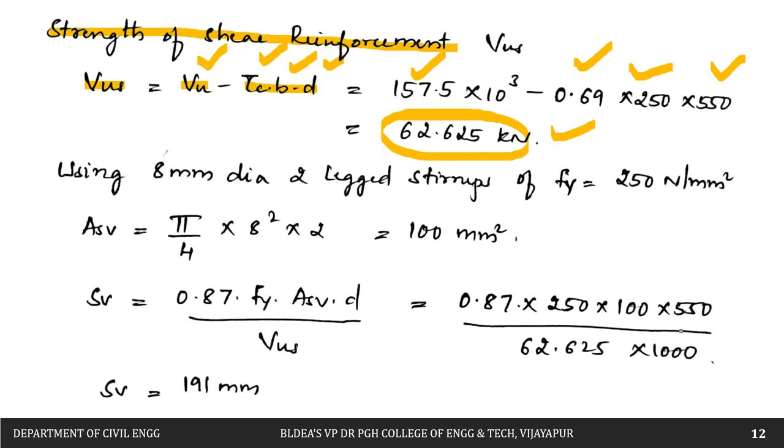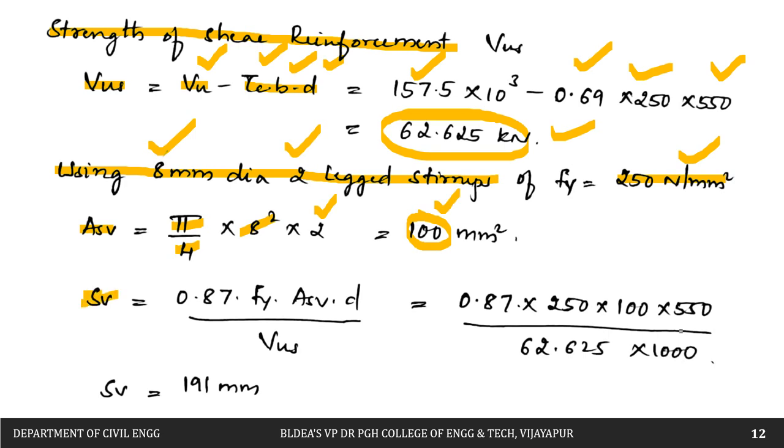Then next, we'll assume 8 mm dia two legged stirrups of Fe 250 mild steel, that is 250 newton per mm square. So area of steel of this one bar is equal to pi by 4 into 8 square. It is two legged, therefore multiplied by 2. So therefore this will be equal to 100 mm square.